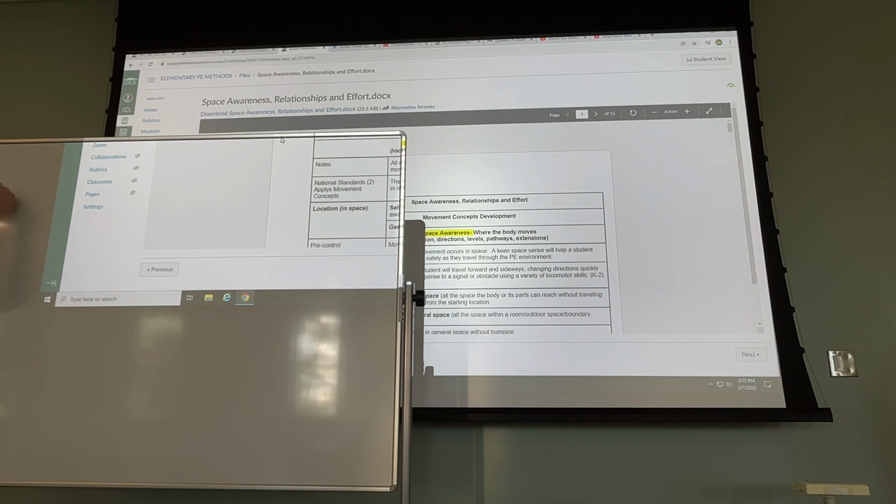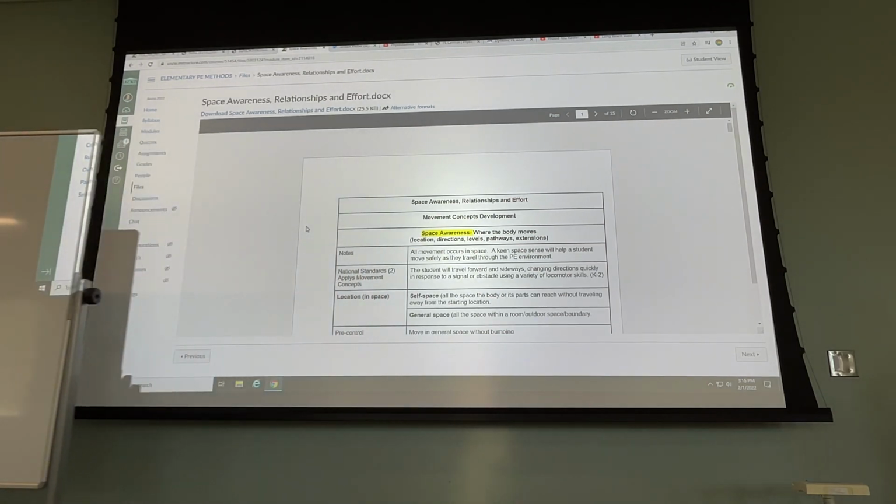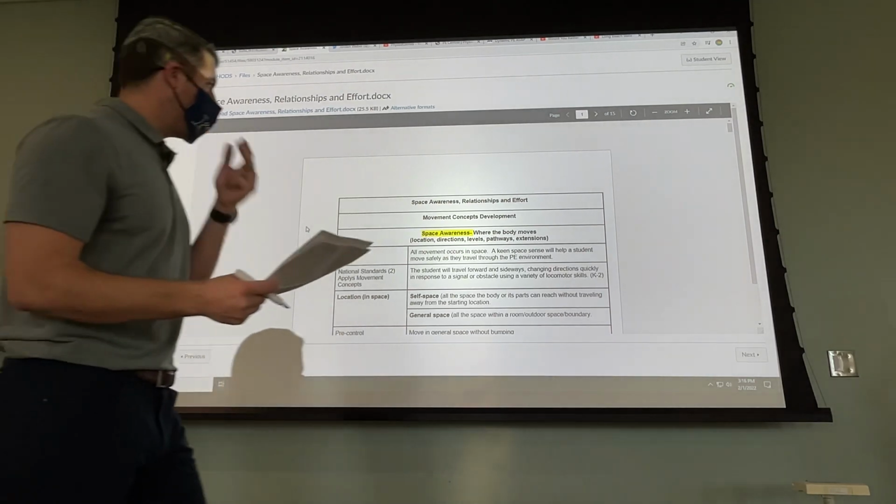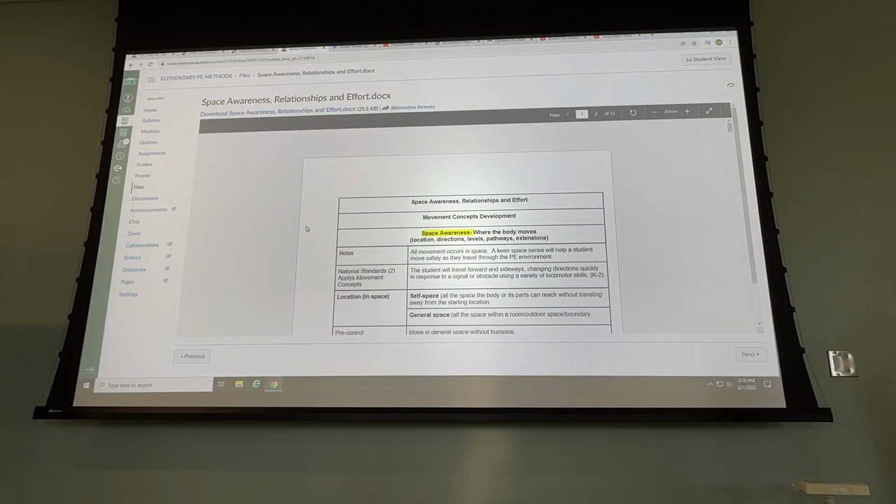So general space, can they move around in general space without bumping into each other? Can they perform movements in games without running into each other? Can they follow the rules? That type of thing, okay? We look at the psychomotor, affective, and cognitive domains. So what domain do you think space awareness would follow in suit? So you have to know, of course, where the self space is. Psychomotor, yes. I would say it's a little bit of affective and psychomotor.